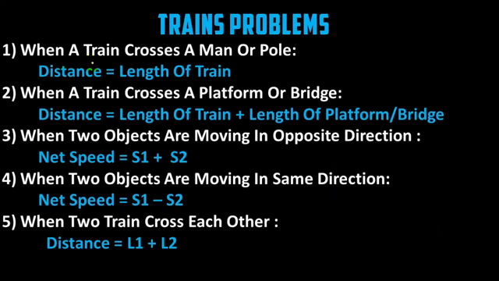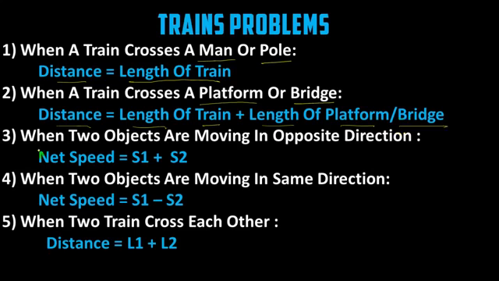First point is when a train crosses a man or pole, then distance is equal to length of train. Means whenever a train crosses a point object, that is man or pole, then the distance travelled by the train is equal to length of train. Now second point is when a train crosses a platform or bridge, then the distance travelled by the train is equal to length of train plus length of platform or bridge.